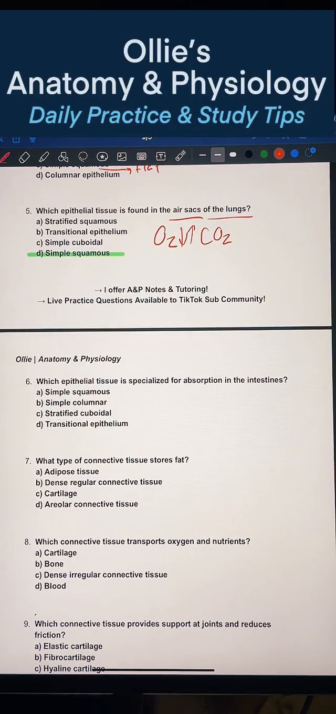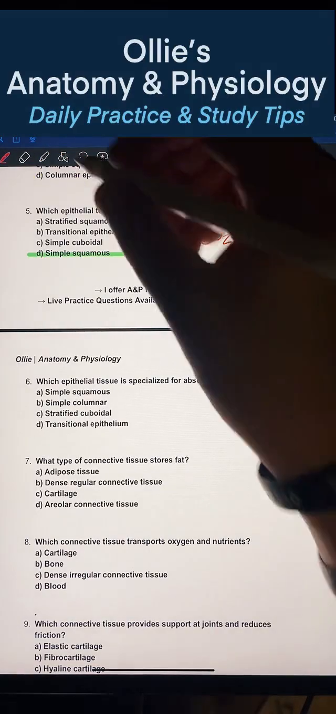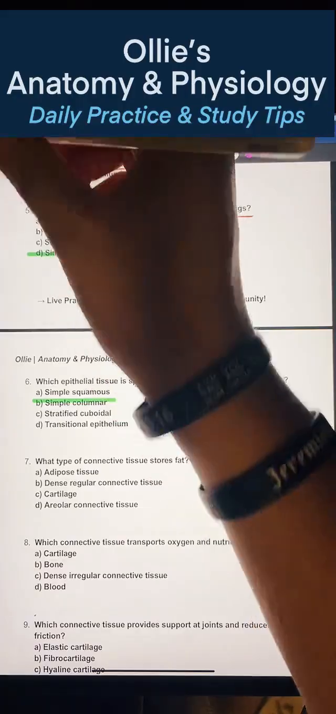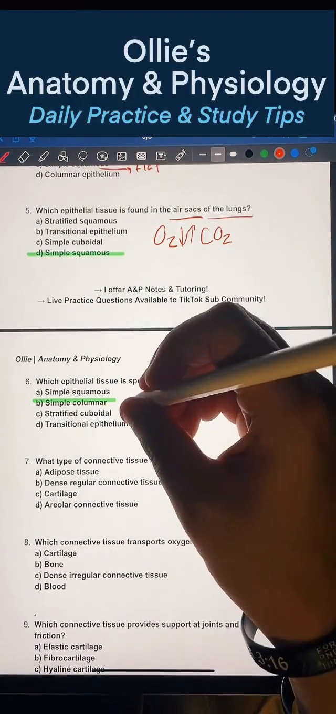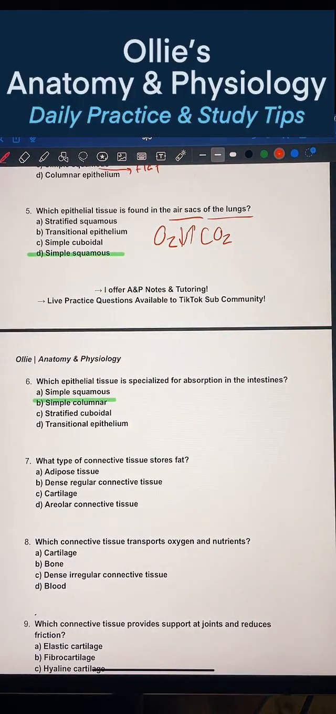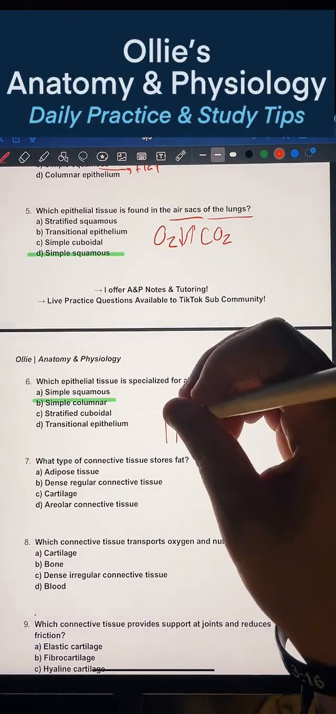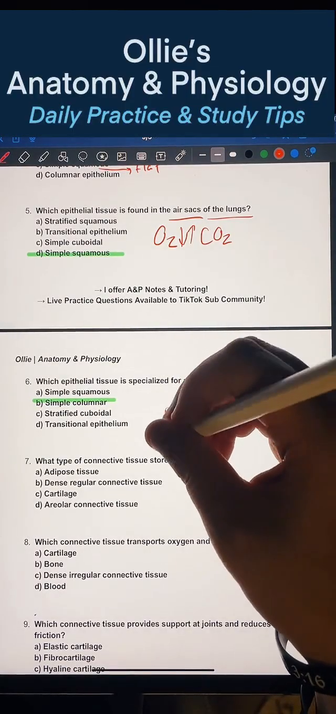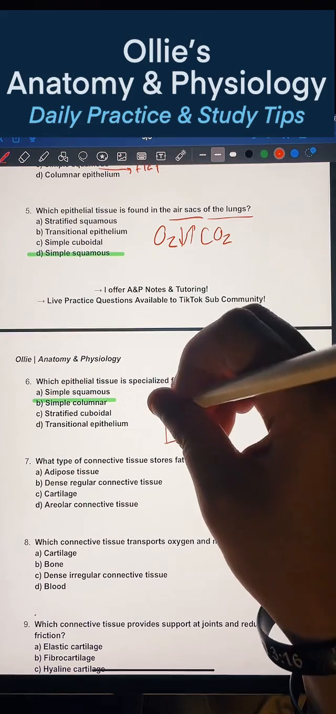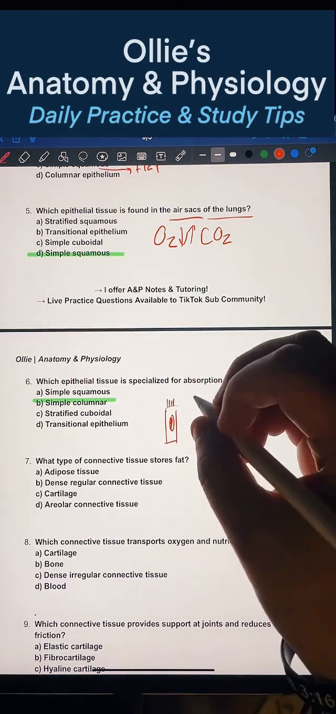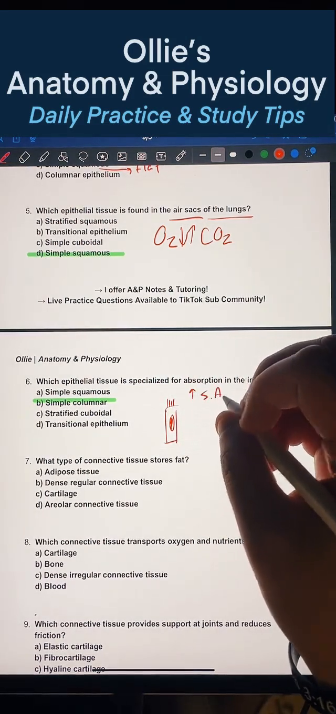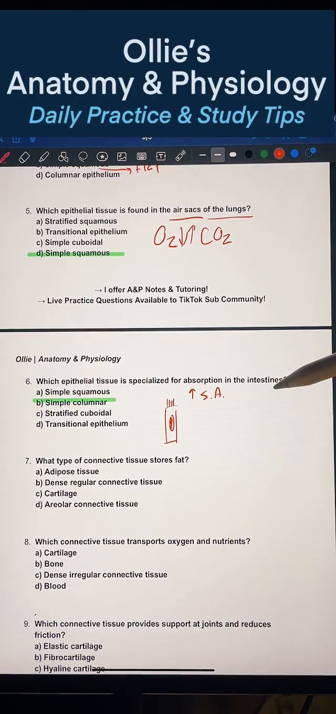Alrighty, number 6. The answer is B, simple columnar. So one layer of column-like cells. They all have microvilli, so they kind of look like this, right? Column-like. There's one center, and they have microvilli. It's going to increase the surface area. Think about what's going on in your intestines. You're absorbing nutrients. You want to absorb as much nutrients as possible, so you want as much area as possible for that absorption to occur.